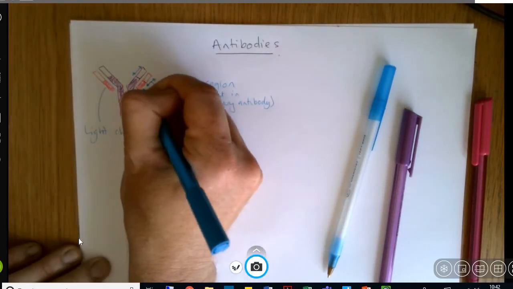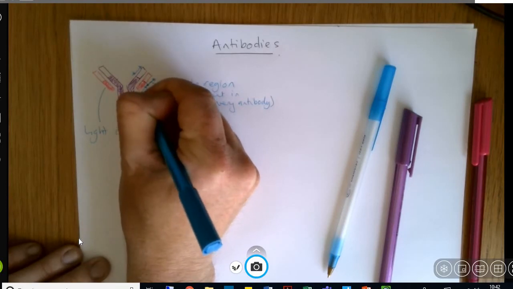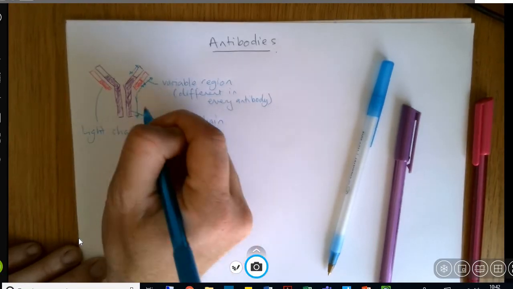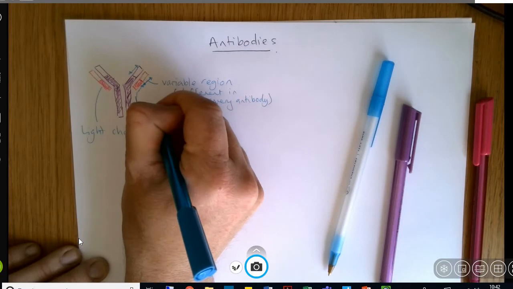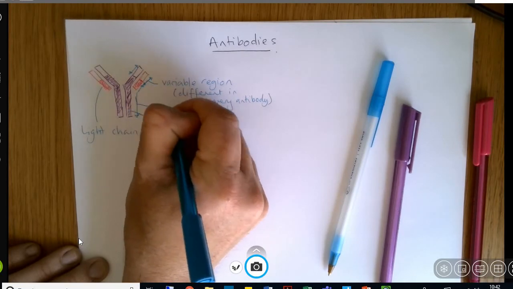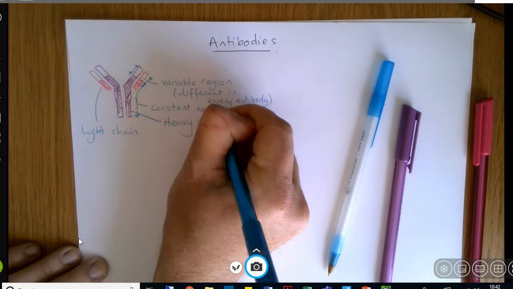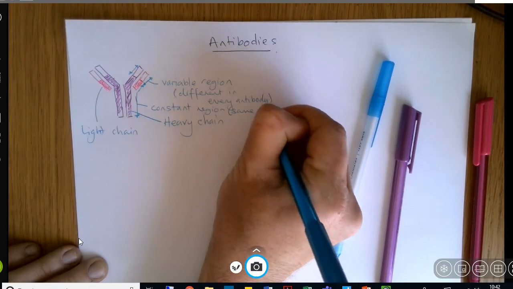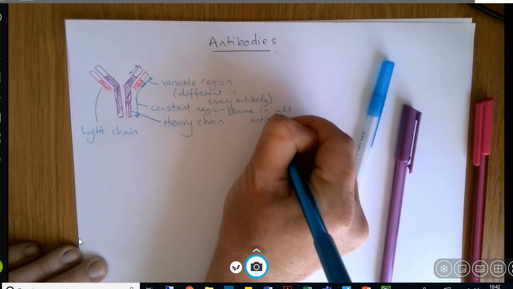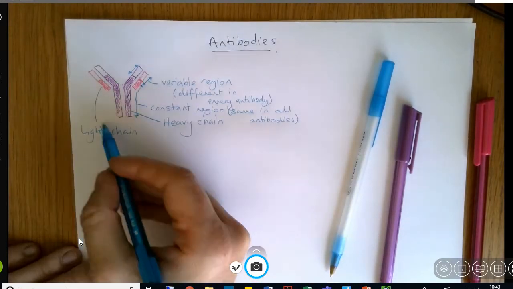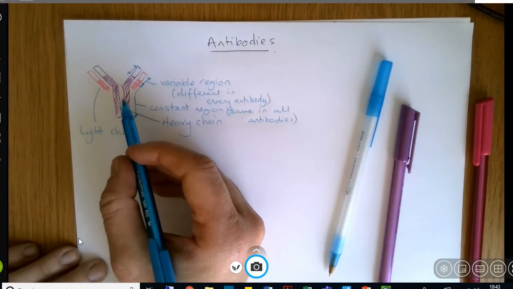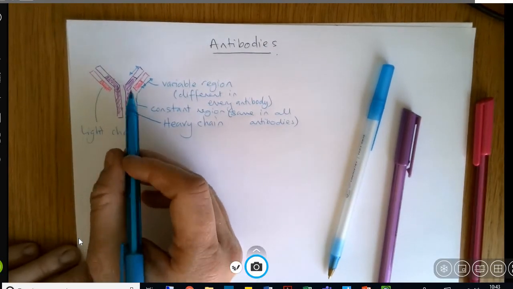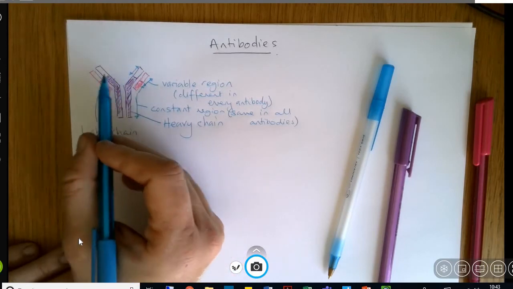Consequently, this part here, which is the shaded part, is what we call the constant region. And this part is the same. This is the same in all antibodies. So you can see the majority of the antibody is very similar. No matter which type of antibody we have, and there are millions of different types of antibodies in your body, they are mostly similar. It's just these parts at the end that are different.